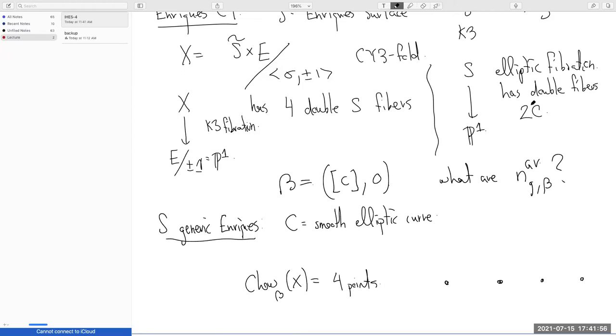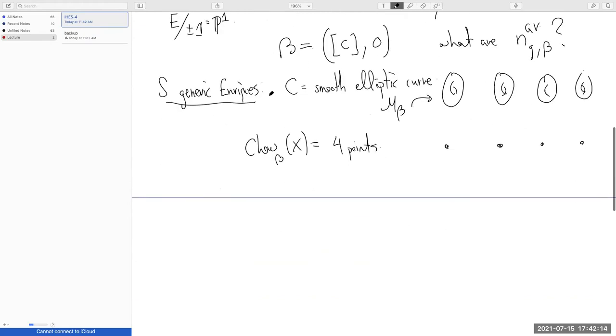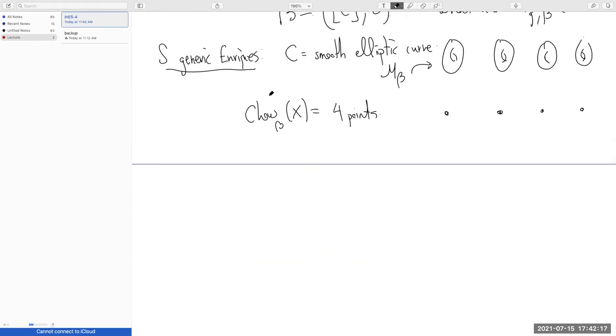And if I look at the moduli of one dimensional sheaves, I just get a copy of that genus one curve in the moduli space. So we're in this kind of ideal situation, and this case is really easy to do the calculation for. If you spit it out, you get that N_{g,beta} is four if genus is one, and zero otherwise. In particular, this matches with the calculation that you get if you do the Gromov-Witten or PT calculation.